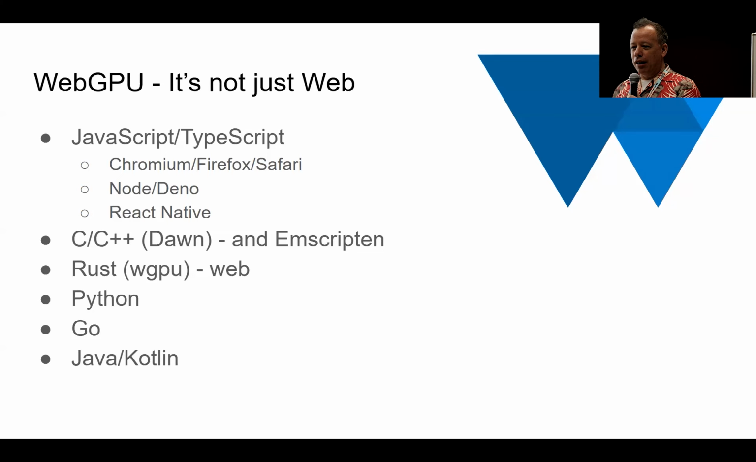There are Python bindings, there are Go bindings, and there are Java and Kotlin bindings coming. I know that there are other ones. I've seen somebody hook it up to Zig, and I've seen people hook it up to other languages. But the point is that it's cross-platform. So if you hook it up, then immediately you get modern graphics on all these platforms.